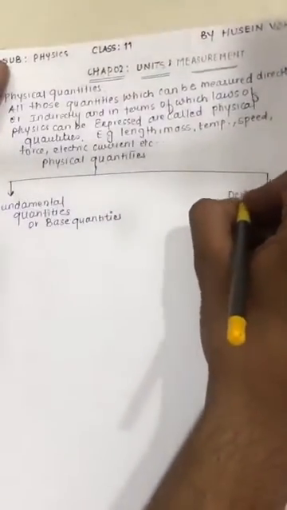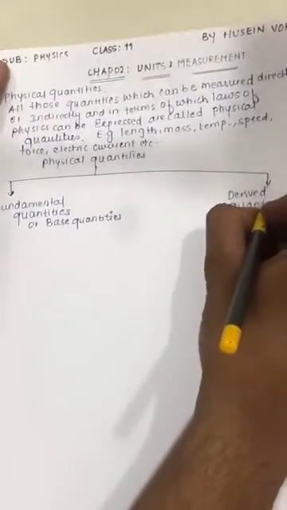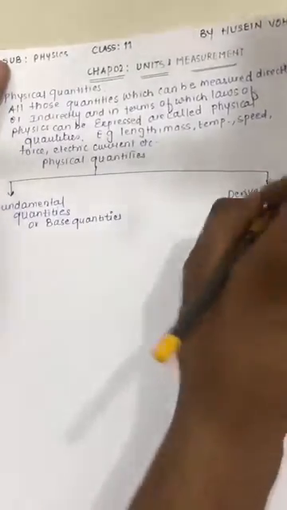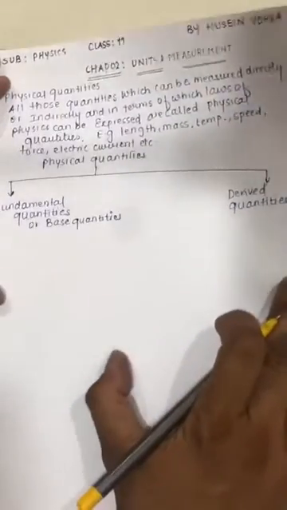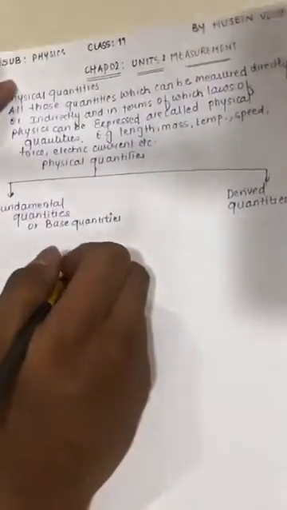And the second one is derived quantities. The name itself suggests it. What do you mean by derived? That which is extracted from some other quantities is known as what? Derived quantities. The quantities that are extracted using fundamental quantities are known as derived quantities. Now put down the definition of fundamental quantities.